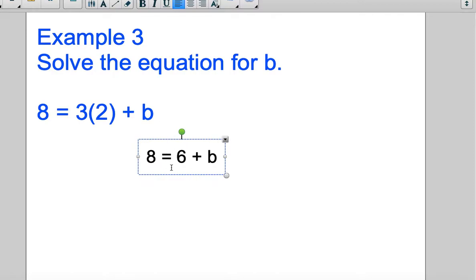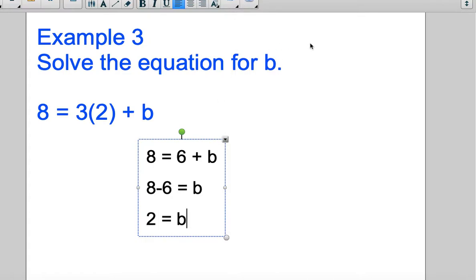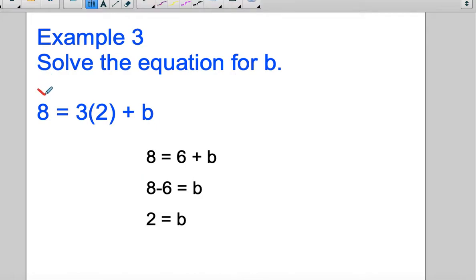So here we're going to rearrange this equation. We're going to take this positive 6 and bring it to the other side of the equation. When we do that, our integer sign on the 6 changes to a negative, and that's going to be equal to b. 8 minus 6 is 2, which is equal to b. Therefore, if we had this in terms of y equals mx plus b, our b value would be positive 2.